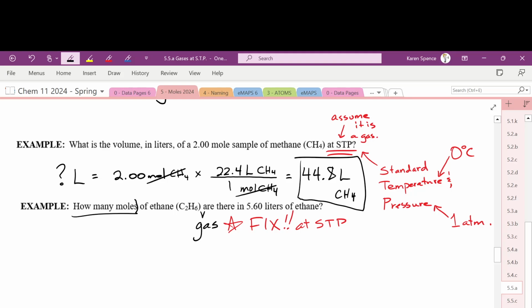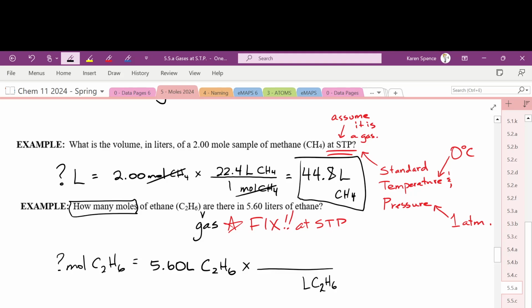So how many moles of ethane, C2H6, are there in 5.60 liters of ethane, C2H6, of course, at STP? What unit has to go on the bottom? Liters, C2H6. What unit goes on the top? Moles, C2H6. And what number goes with the mole?